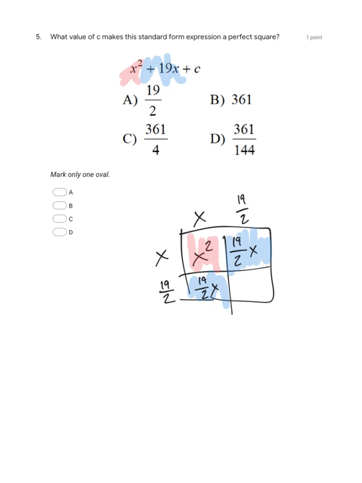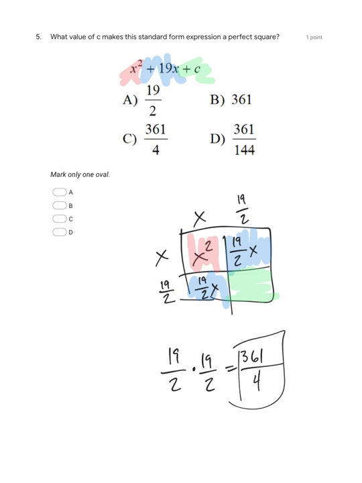Now, I know that this is a little bit complicated, but when you do the multiplication to get this last box here to find out what C needs to be, you have to do whatever 19 over 2 times 19 over 2 is. 19 times 19 is 361. 2 times 2 is 4. So that's how I would multiply those two fractions. That's what's going to go here, which makes my answer letter C.